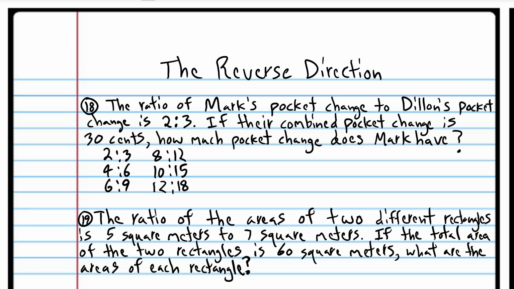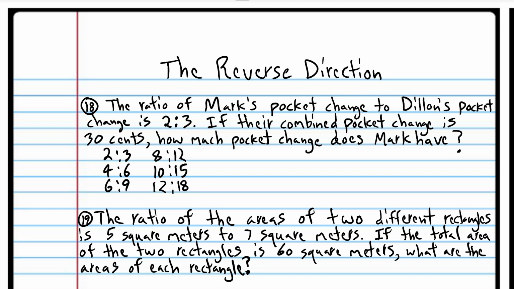So one person's pocket change is 12 cents, and the other person has 18 cents. Now, there's an extremely important thing to note, and that is that notice that Mark, his name comes first in the ratio. So it says Mark's pocket change to Dylan's pocket change. What that means is that the first number in the ratio represents the first person or thing that was mentioned. So 2 represents Mark's pocket change, and 3 represents Dylan's pocket change.